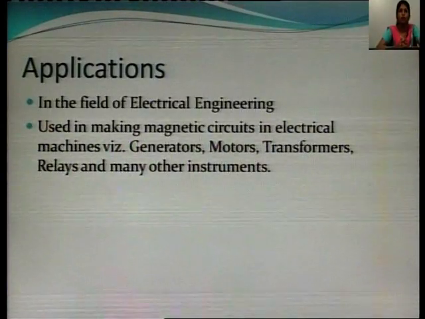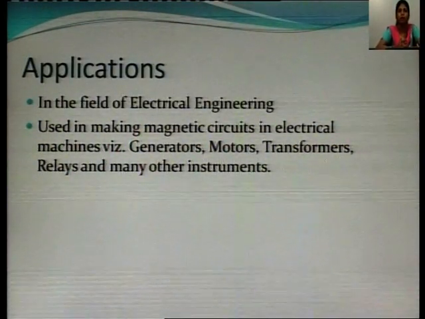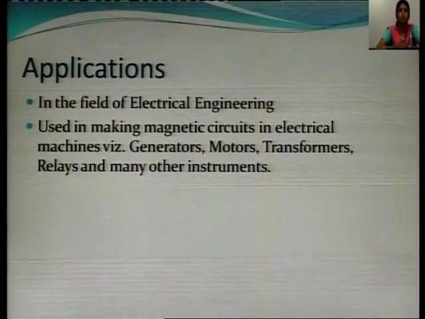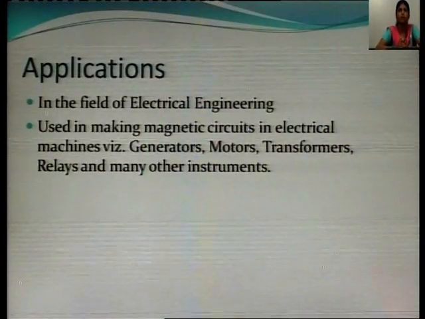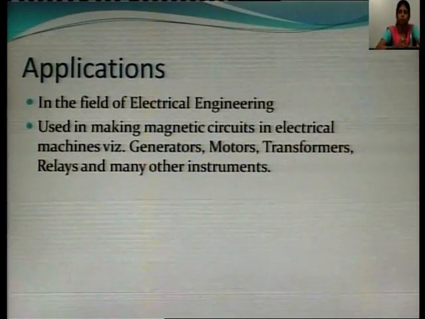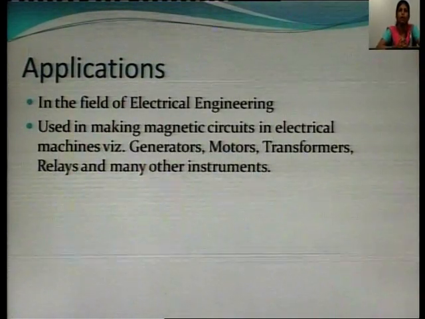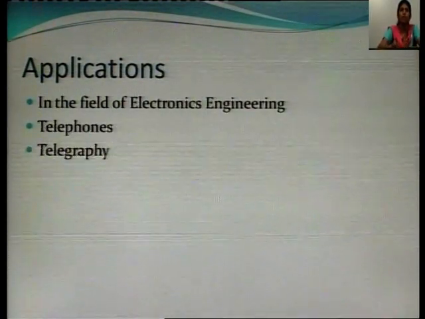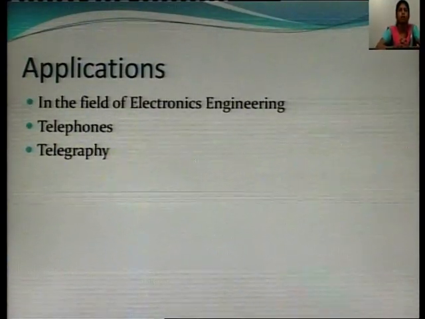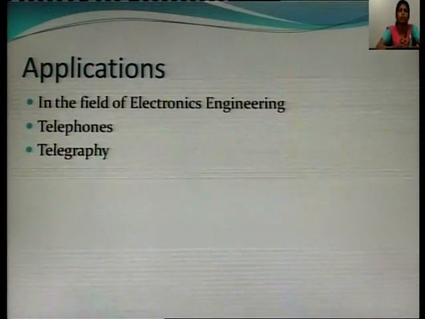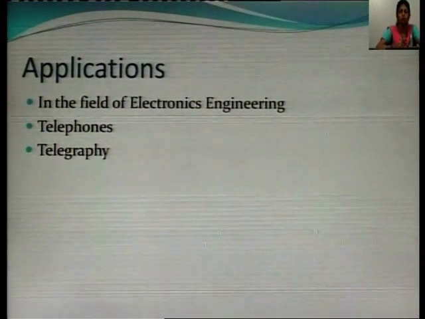Applications of magnetic material. In the field of electrical engineering, it is used in making magnetic circuits in electrical machines, that is, it is used in generators, motors, transformers, relays and many other instruments. And in the field of electronics engineering, these materials are used in telephones, telegraphy and many other instruments, measuring instruments.